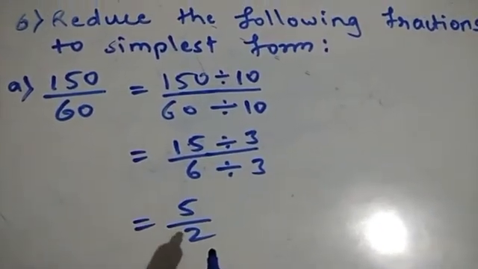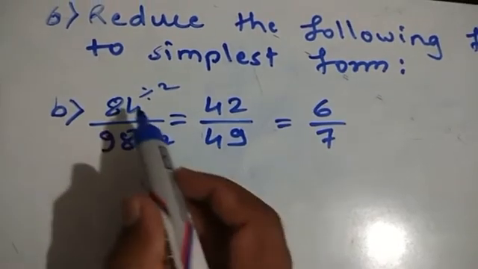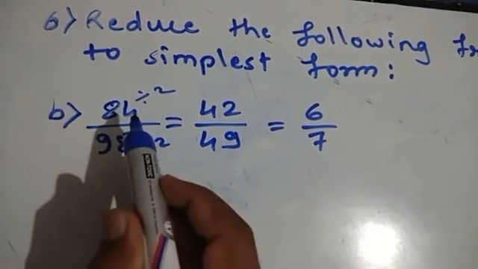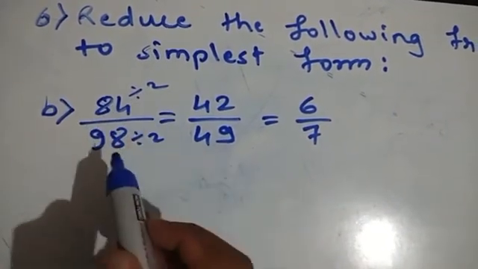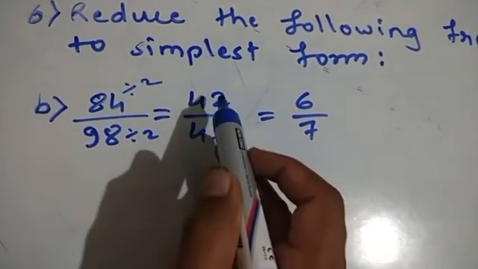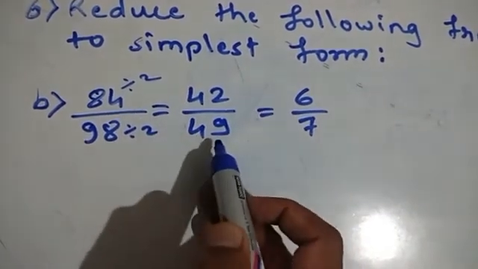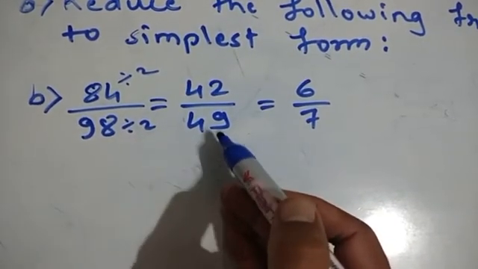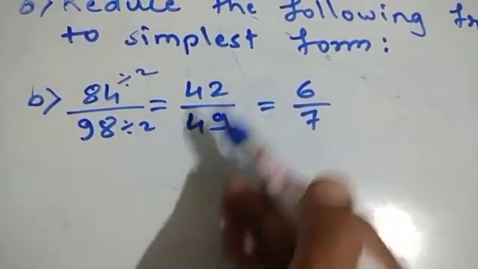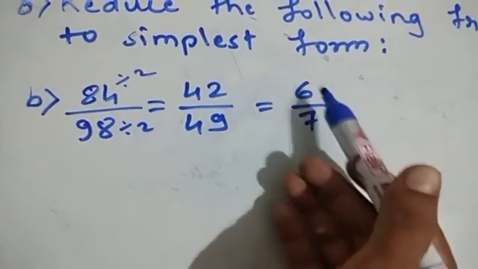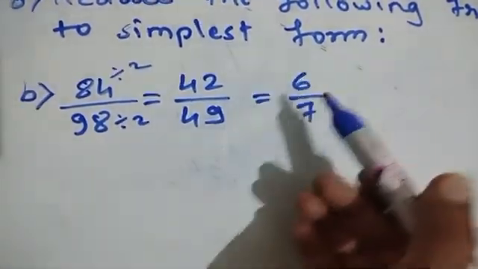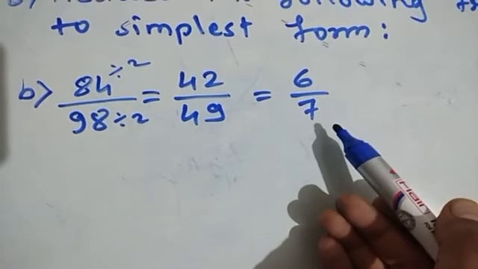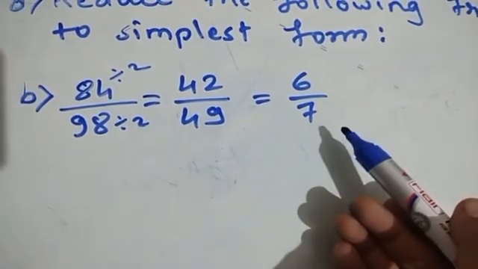See one more example here, 84 upon 98. So when I divide 84 by 2 and 98 by 2, I will get here 42 upon 49. Okay. So now again 42 and 49 have a common factor, that is 7. So I can divide 42 by 7 as well as 49. So 7 6s are 42, 7 7s are 49. Now 6 and 7 do not have any common factor. Therefore, 6 upon 7 is the lowest form of 84 upon 98.